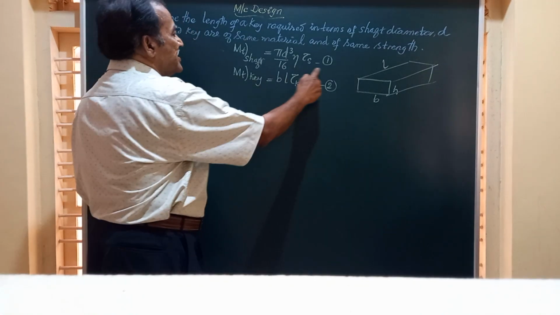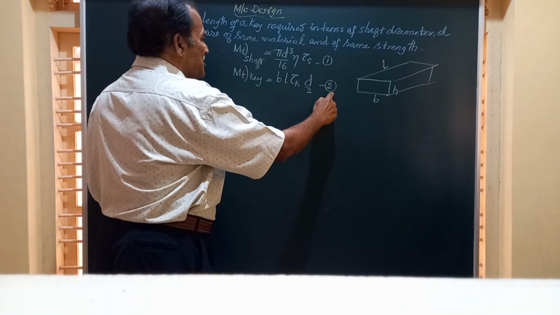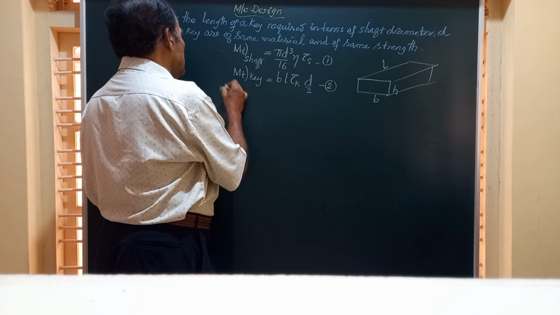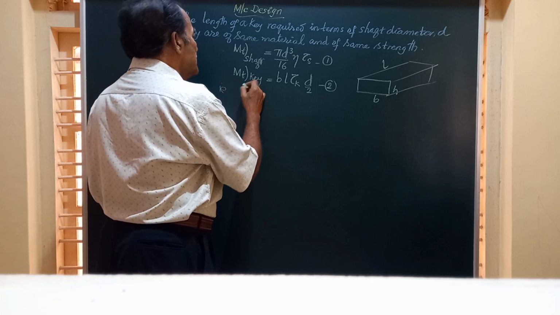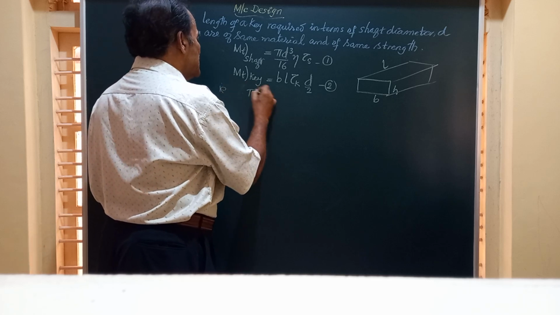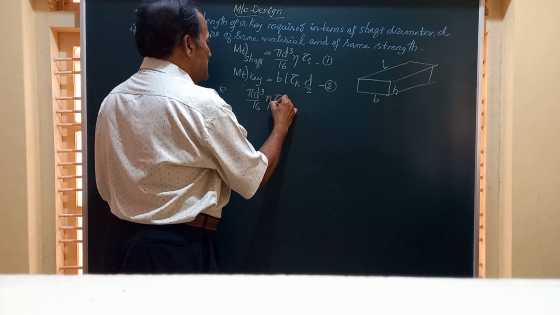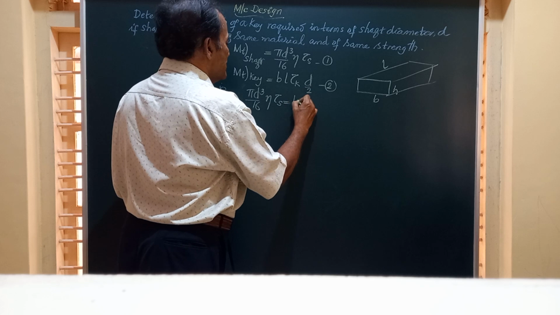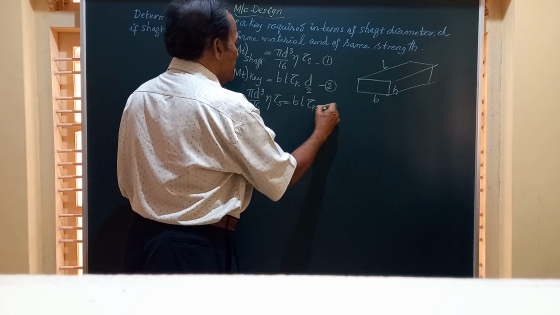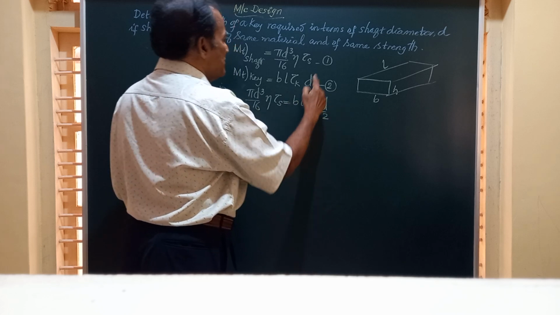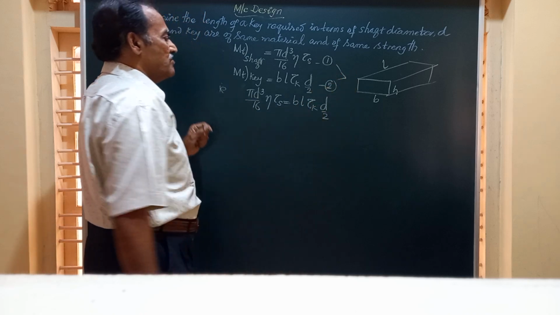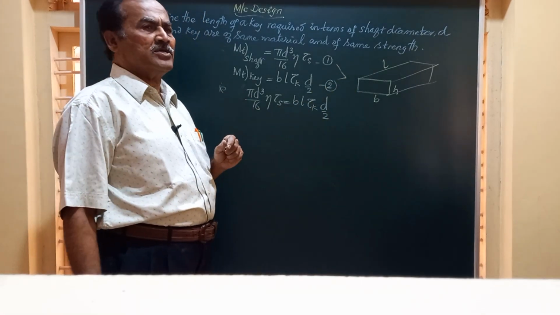So I have to equate expression 1 to expression 2. That is to say, Mt, that is pi d cube by 16 into eta into tau s is equal to B L tau K into D by 2. I have just equated equation number 1 and equation number 2.